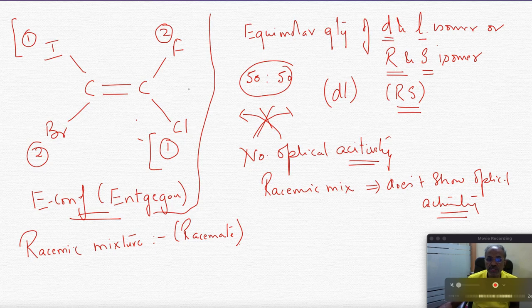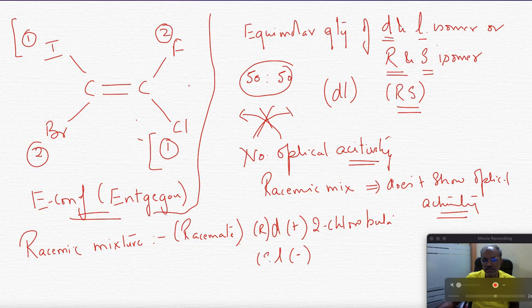2-chlorobutane. In the initial part, I have told you what is D and L configuration. I have told you D means plus 2-chlorobutane, and similarly L is minus. So D was R and this was S. But suppose it is a 50-50 mixture, so optical activity is 0. So what are racemic mixtures?